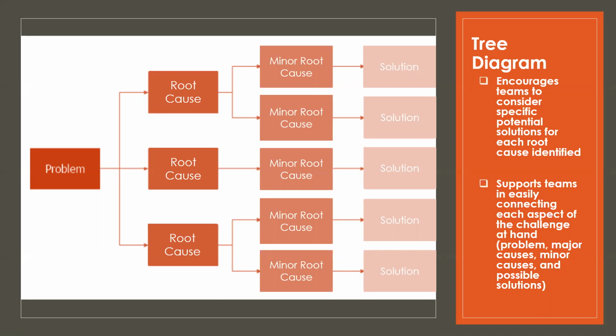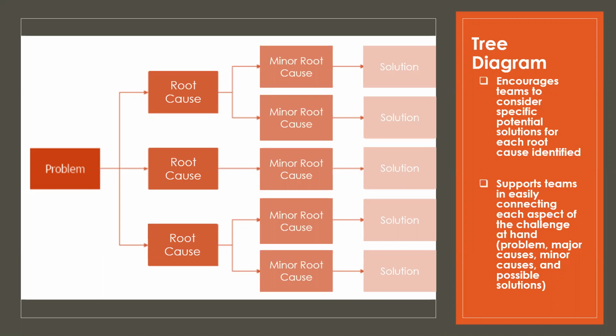So the tree diagram really encourages teams to think through and consider potential solutions to specific root causes that come up on that particular tree diagram. So the idea is that instead of brainstorming like you're going to do with the Affinity Diagram, a bunch of solutions to one root cause, you're actually going to spend time thinking through each branch of the tree that you landed on. So each of the main root causes that you landed on and then worked through minor root causes, you're going to then spend some time brainstorming potential solutions that could address that root cause of the problem.